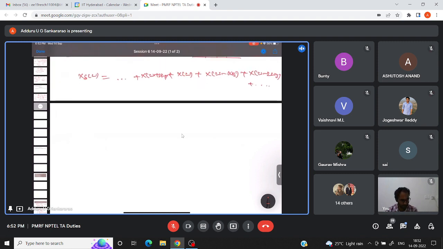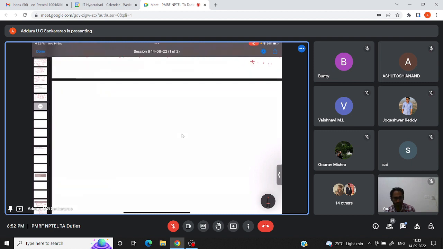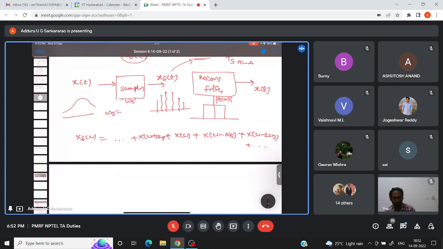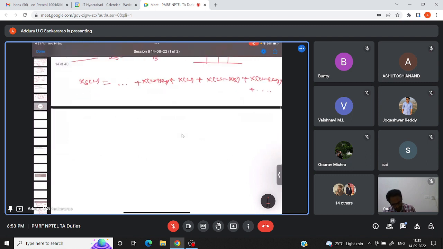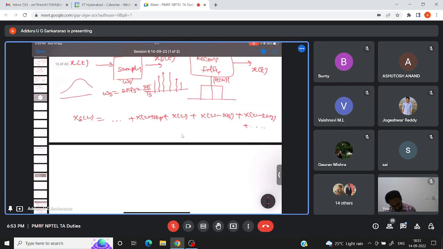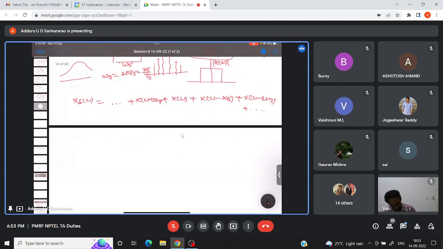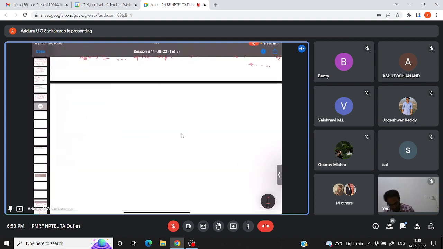Now we want to reconstruct the signal. What is omega s? Omega s is nothing but the sampling frequency. This is 2 pi fs or 2 pi by Ts, depending on the sampling interval or sampling frequency. Now let us say our x of t has Fourier transform X of omega, and x of t is a band limited signal, that means a low pass signal. This is X of omega.